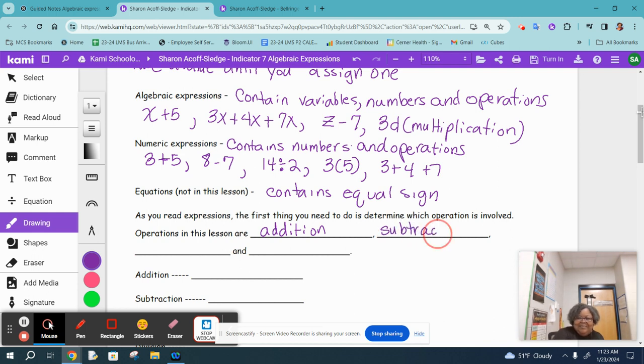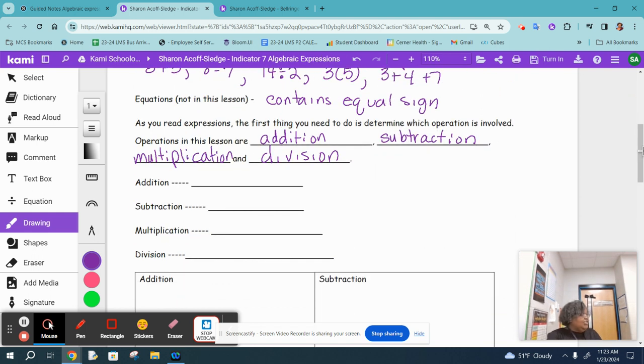Addition, subtraction, multiplication, and division. And with addition, there's only one way we really show addition, and that's with a plus sign. I don't know of anything else. Subtraction, we do the minus sign. So that's our plus and that's our minus.